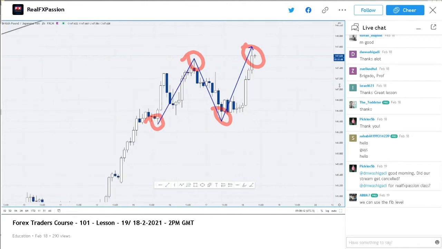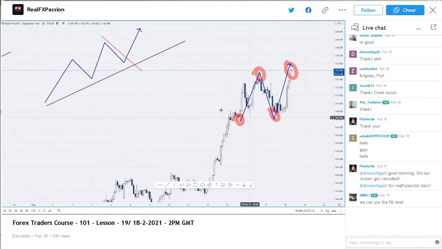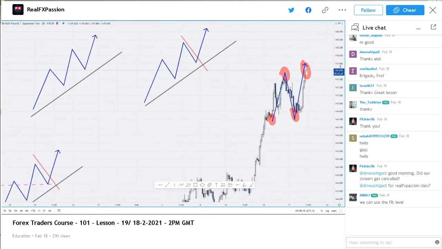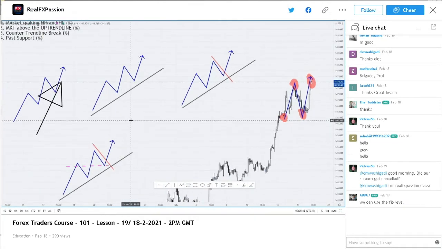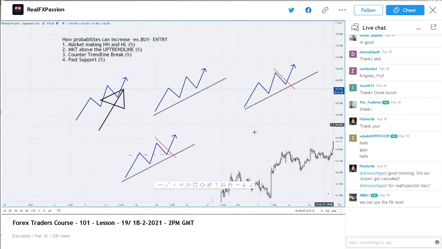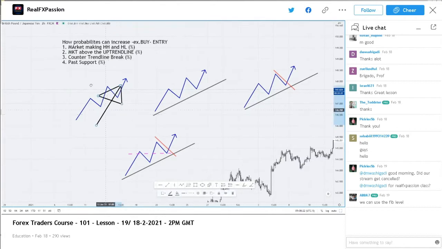When I buy this, I'm going to have some kind of probabilities. My trade is going to have a certain amount of probabilities.